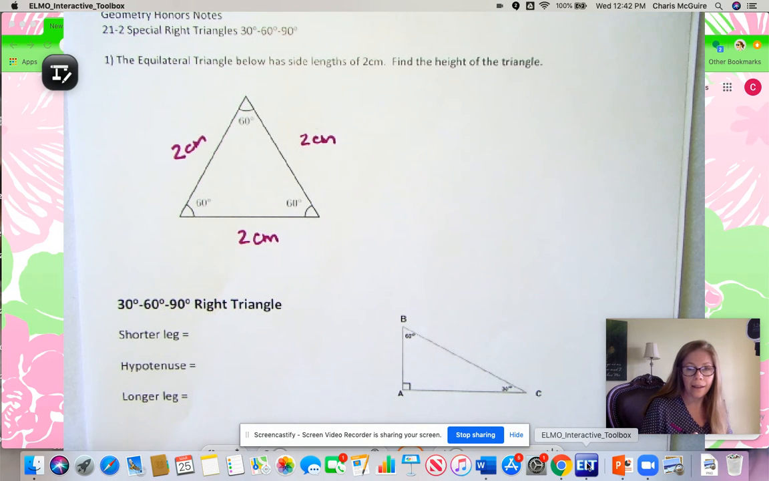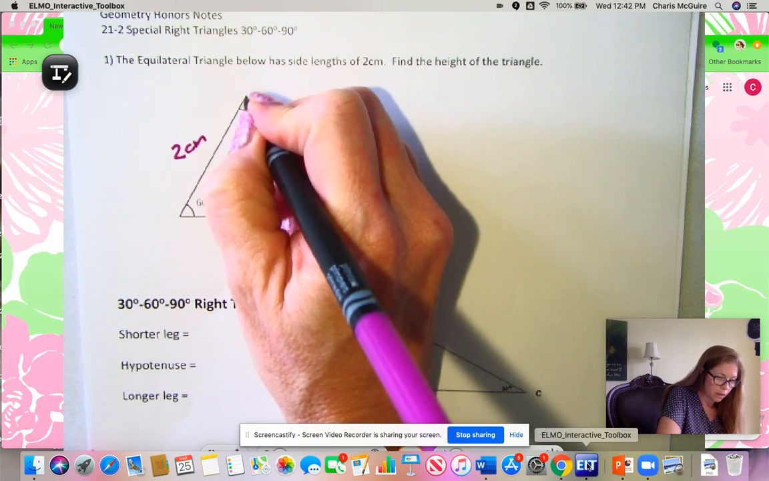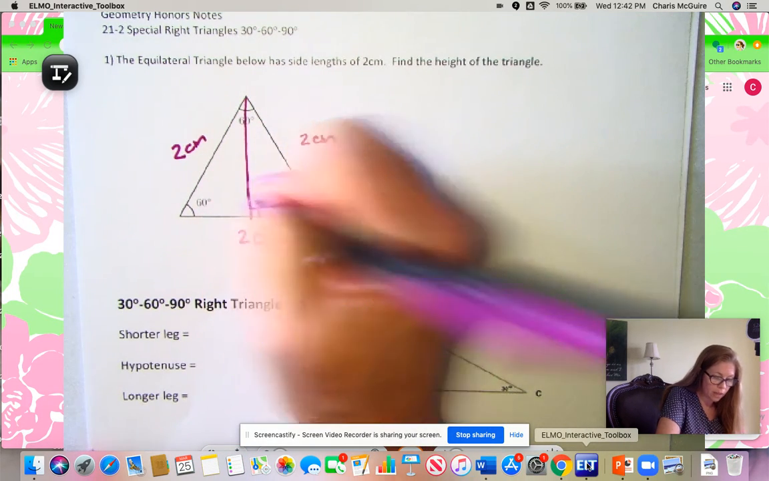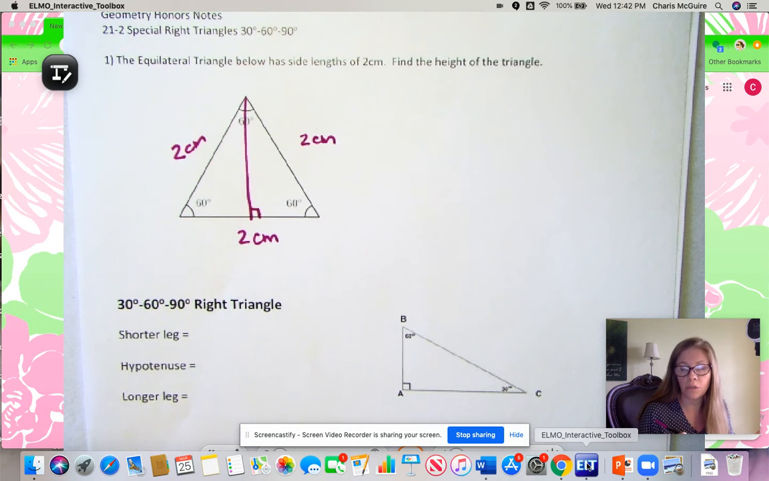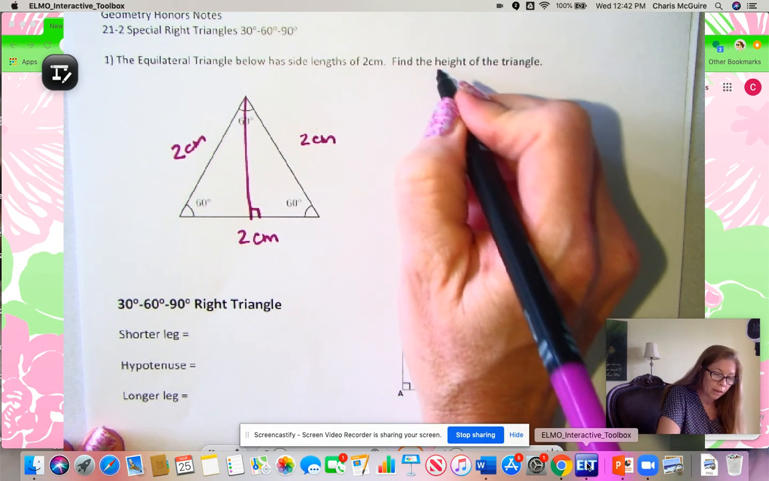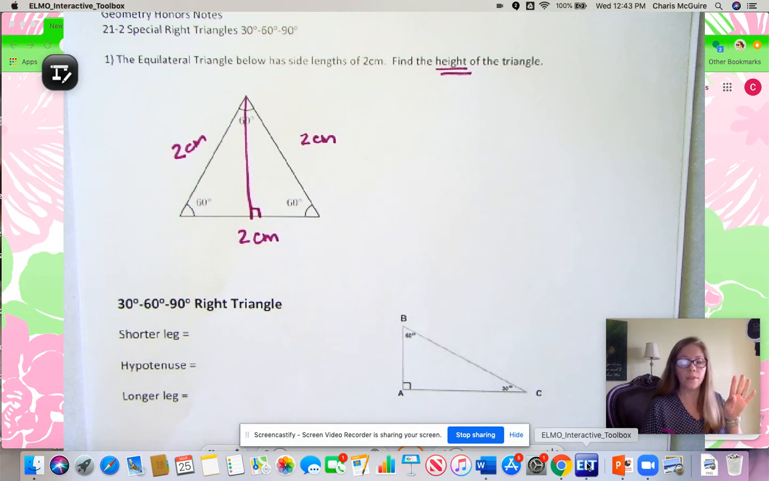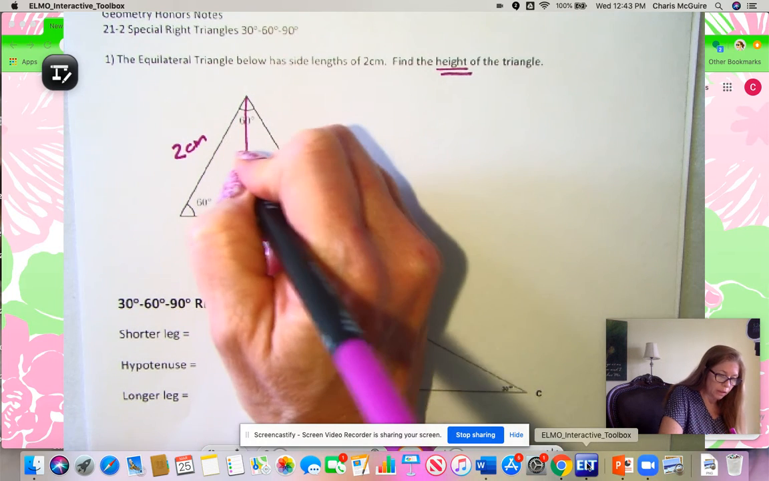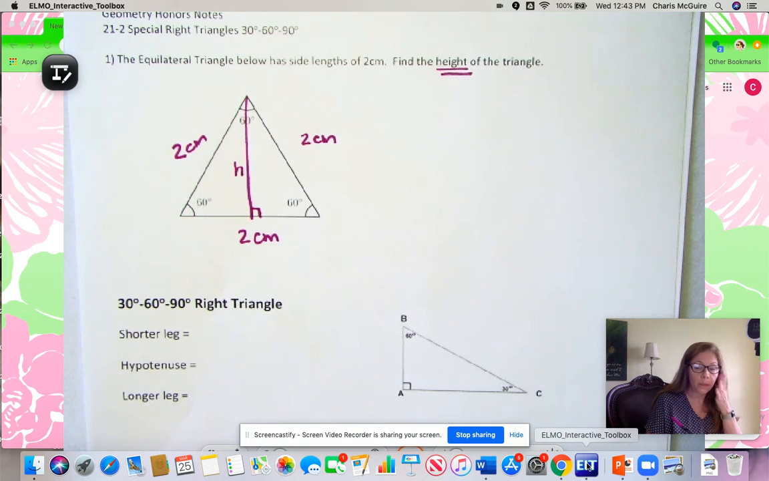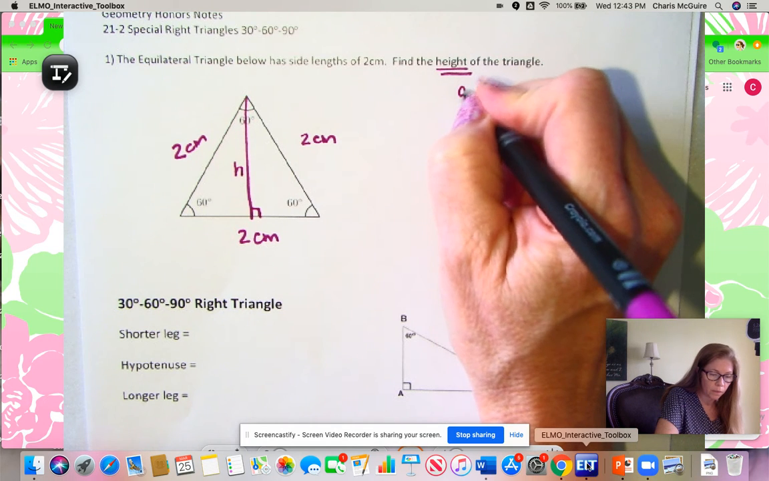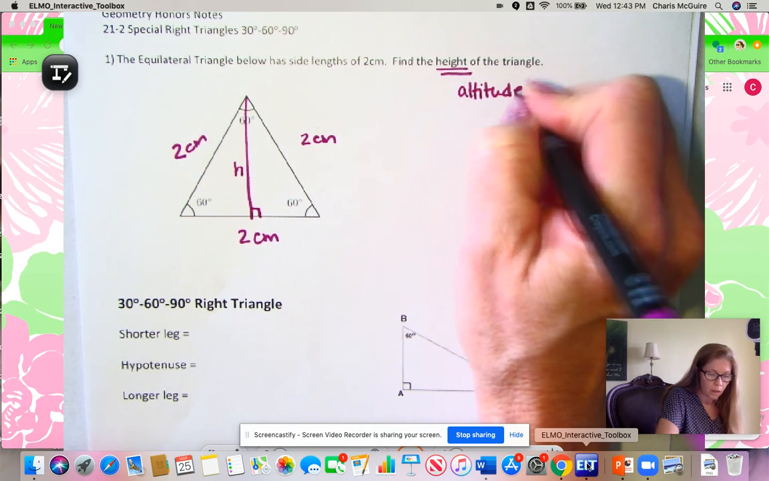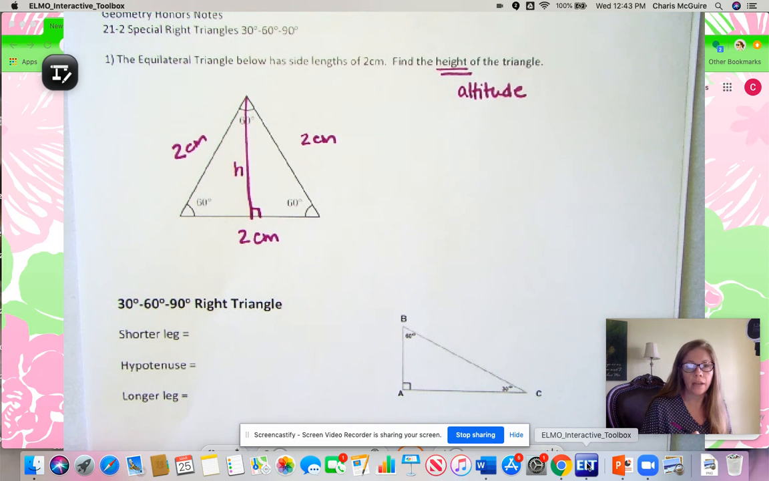And we need to draw in the height. I'm going to use this vertex here. And when we drop down this height, we've learned several different names for the height of our triangle. But when you're thinking about the height of this triangle, hopefully there's other names that come to your mind for this. I'm going to put a little H on it for height, but it could be an altitude. That's one of the names that we learned for the height of a triangle is an altitude. Now, because we're working with a special triangle, an equilateral triangle, the altitude can also be 3 other things.